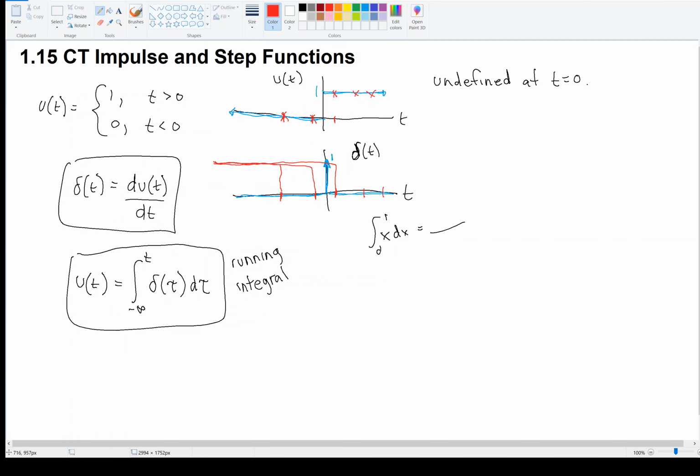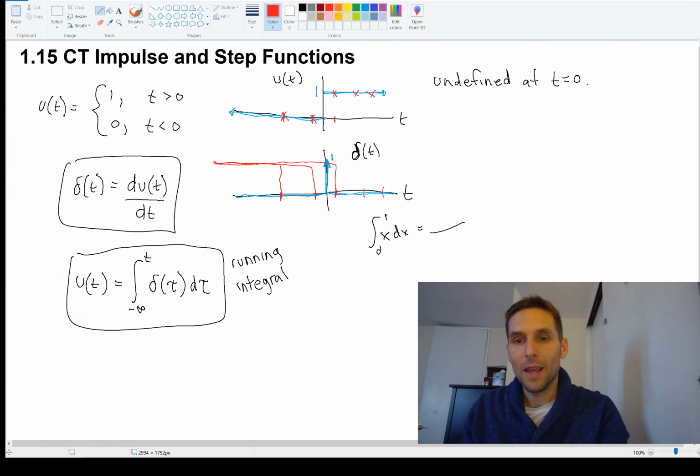So in the next video, we're going to run through some examples of how to use the unit step and the unit impulse. And we'll look at continuous time and discrete time so we can get a flavor of how these things work, particularly the sifting property of the impulse.